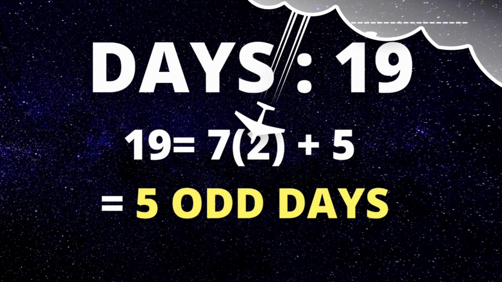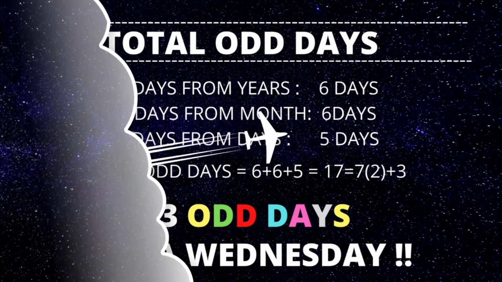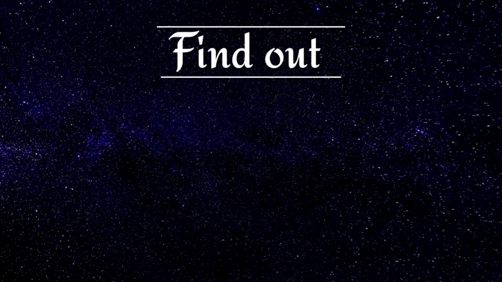Total number of odd days in the date is the sum of the odd days from the year, month and day, which is 6 plus 6 plus 5, which is equal to 17. On dividing by 7, we get total of 3 odd days, which means 19th September 2012 was a Wednesday. Check the result with the calendar. It's perfect, right?